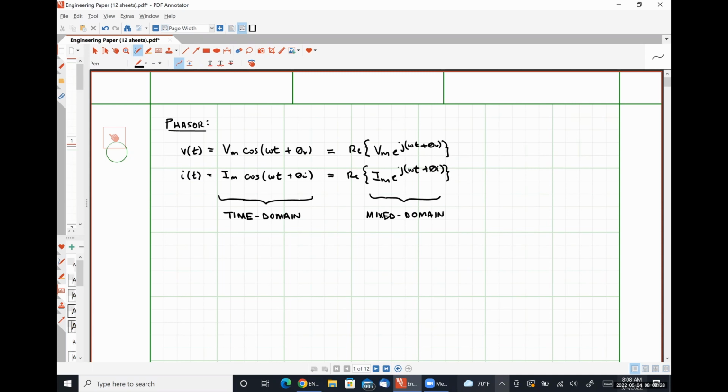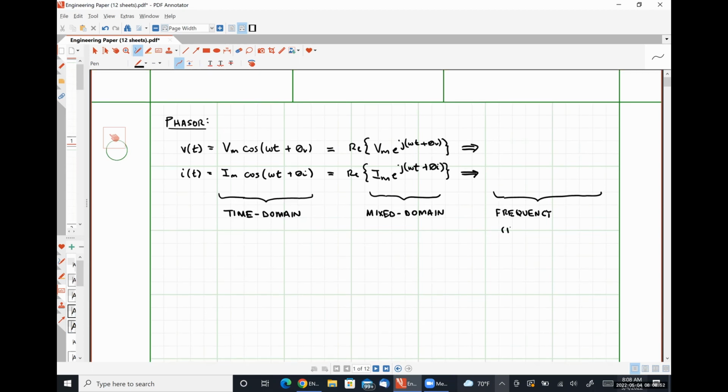So what I'm going to introduce today is a frequency domain representation of these signals. I may also refer to this as the phasor domain. I'm going to use these two terms interchangeably, frequency domain and phasor domain, okay? So before I give you your equations here, I want to talk about what a phasor is, all right?